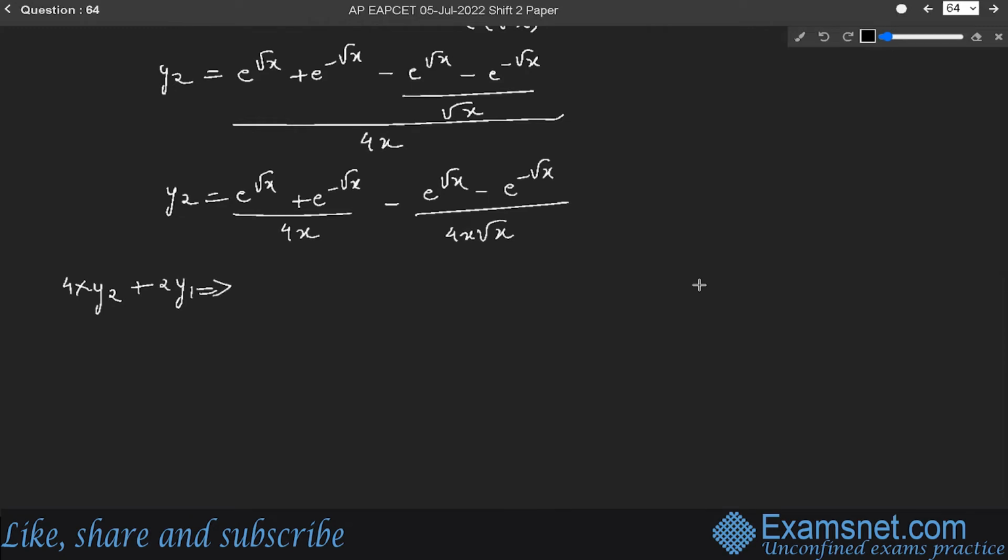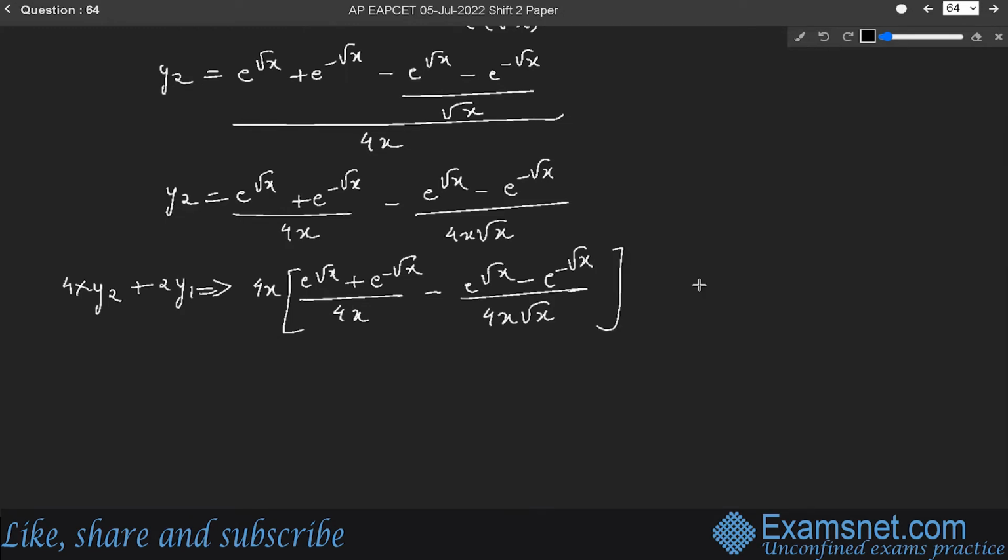So on substituting the values of y2 and y1, it will be 4x into y2. y2 is e to the power root x plus e to the power minus root x divided by 4x, minus e to the power root x minus e to the power minus root x divided by 4x into root x, plus 2 into y1. The value of y1 is e to the power root x minus e to the power minus root x divided by 2 into root x.